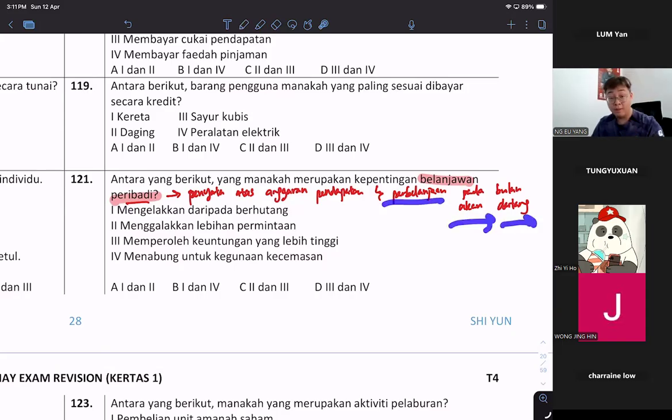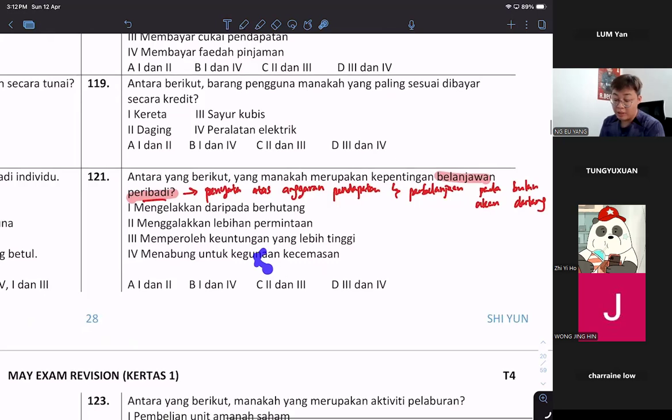Do not overspend because you already know your previous months, how much income you're almost trying to get. Almost the same, right? So then you are going to plan next year, next month, not going to overspend from a normal income. Then only you can have savings. So you're trying to mengelakkan hutang, menabung untuk keperluan kemacam-macam. So this one 132 is B.